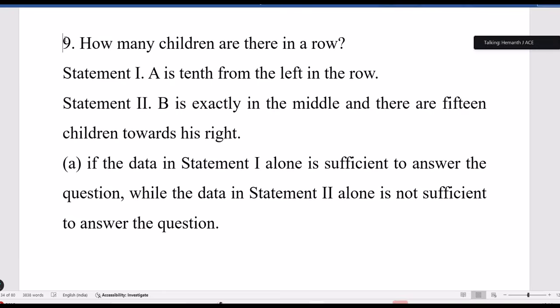Now, how many children are there in a row? A is 10th from the left in the row, B is exactly in the middle, and there are 15 children towards his right. Now, how many children are there in a row? Which statement is sufficient? One alone, two alone, put together not sufficient.